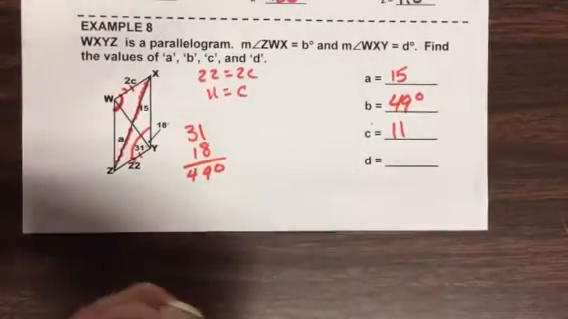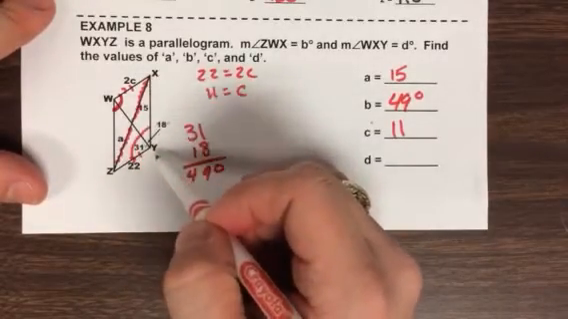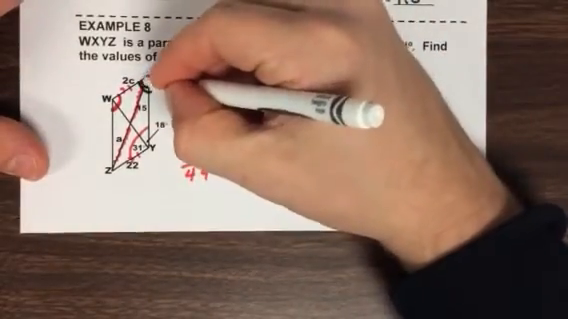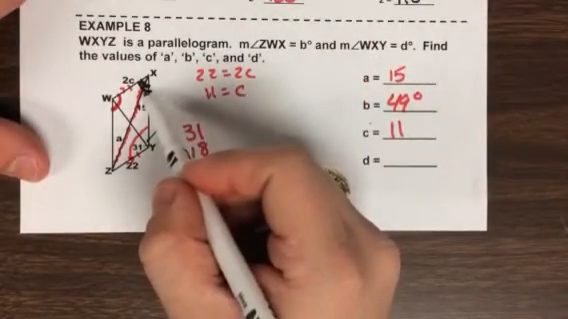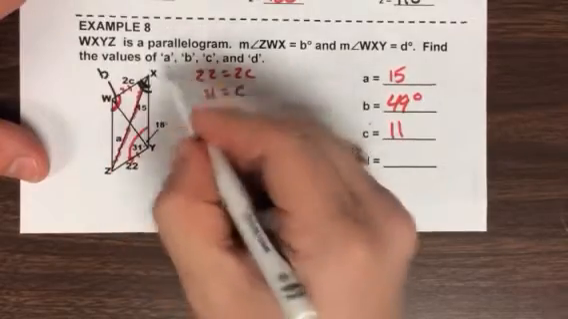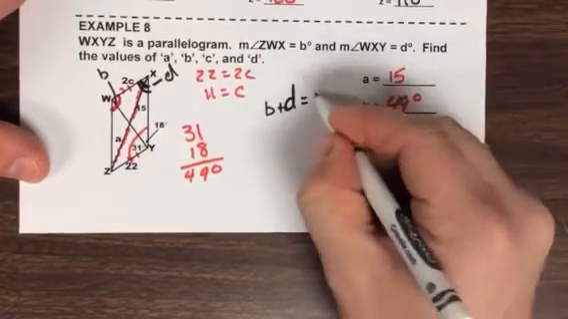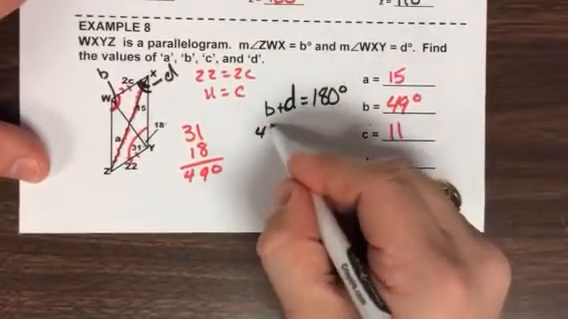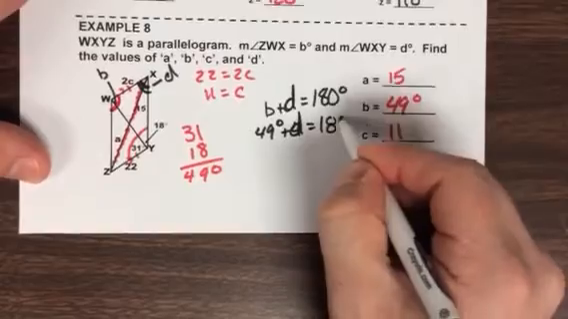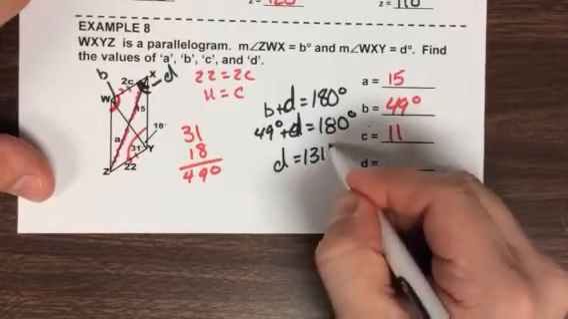And finally, the last piece of our puzzle here, they're asking for WXY, which, to help you see, I'm going to mark in a different color here. WXY is right there. Now I know that angle B right here and angle D right here, B plus D, has to be 180 degrees. Well, we've already said that B is 49 degrees. So the question is, what is D to make those consecutive angles supplementary? D would have to be 131 degrees.